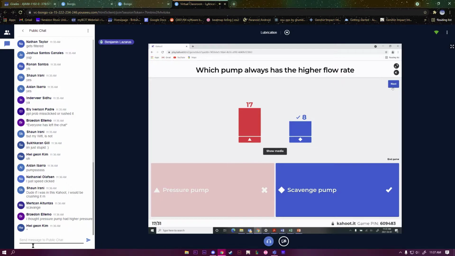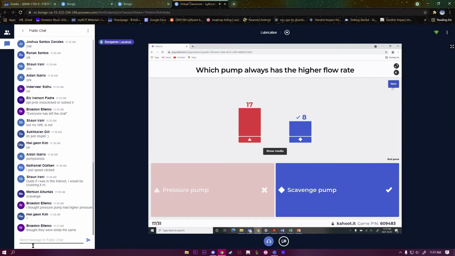Flow rate would be measured in gallons per minute, and pressure would be measured in PSI. So the scavenge, no, they're not the same at all. You develop pressure when you have flow and a restriction to the flow. What's the restriction to the flow for the scavenge pump? I mean, nothing, right? It's got an open hose going straight to an open tank with a big vent in the top. The restriction to flow for the pressure pump is all those tiny gaps in the bearings. And so we design a pump that will put out 60, 70 PSI. The scavenge pump will never see more than 5 PSI.